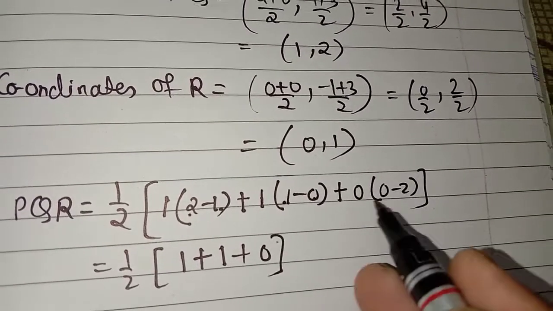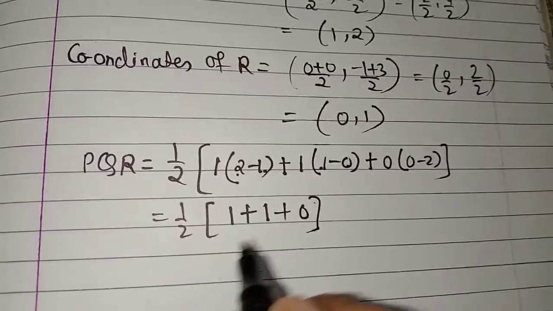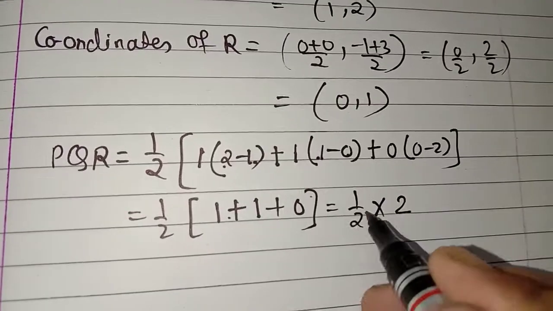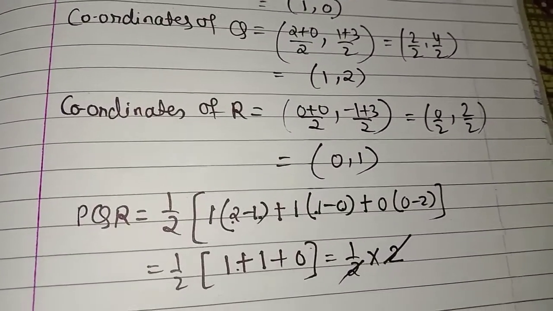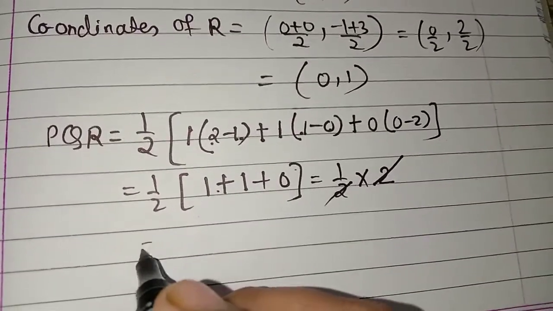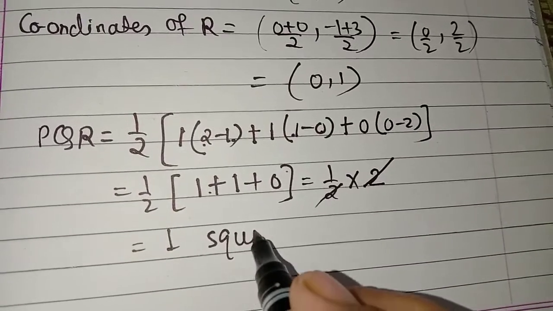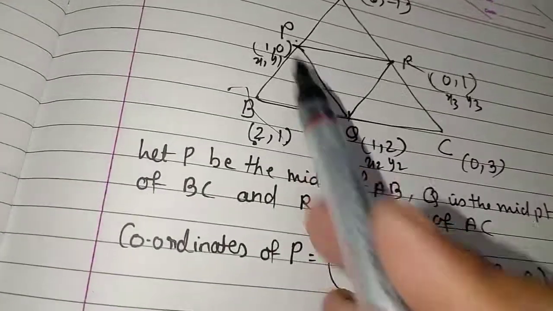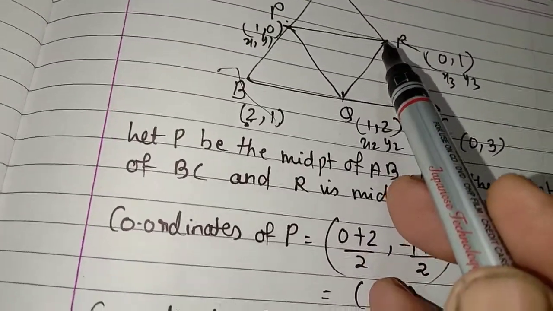0 divided by any number, 0 multiplied by any number is 0. So simply I will get 1 by 2. 1 plus 1 is 2. 2 and 2 cancel. Okay, just see the calculation very clearly. So 2 and 2 will be cancelled. It is equal to 1 square unit. I got the area of PQR as 1 square unit.